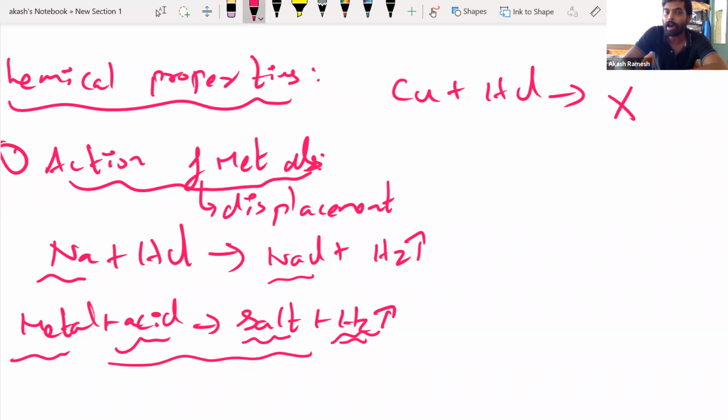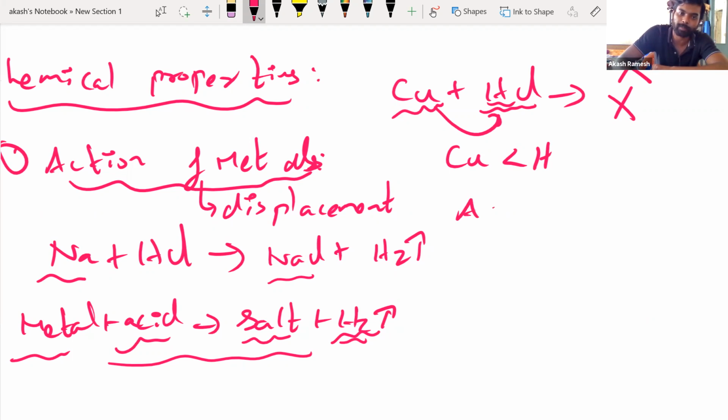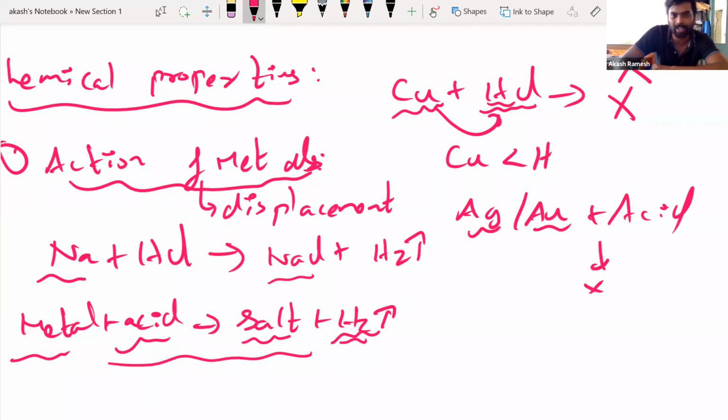I told you that for any displacement reaction to happen, the element you have here should be more reactive than the metal you have here. Only then can it displace it. But copper is less reactive than hydrogen, so this reaction won't happen. The same thing will happen if I put gold or silver. Ag is silver, Au is gold, plus any acid. Again, there will not be any reaction, for the same reason: gold and silver are less reactive than hydrogen.